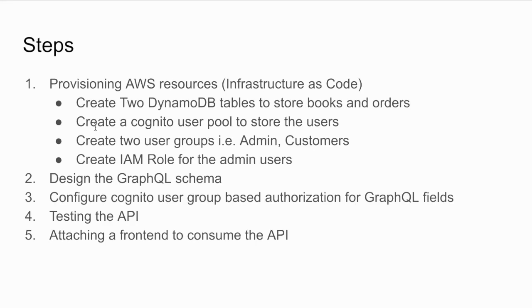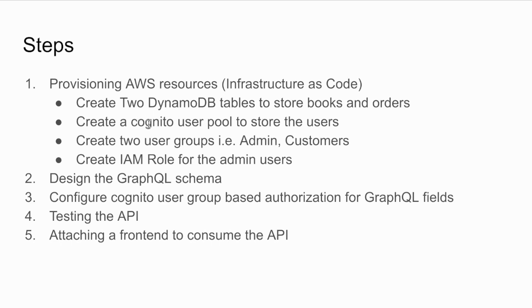Now let's look at the steps that we are going to follow. First and foremost, we are going to provision AWS resources. We are not going to go into the AWS console and create the AppSync API from the console, but instead we are going to use infrastructure as code. Or it would be more like infrastructure as configuration, because we are going to use CloudFormation with serverless framework. Using CloudFormation, we are going to create 2 DynamoDB tables, one to store books and the other one to store orders. Next, we are going to create a Cognito user pool to store our users.